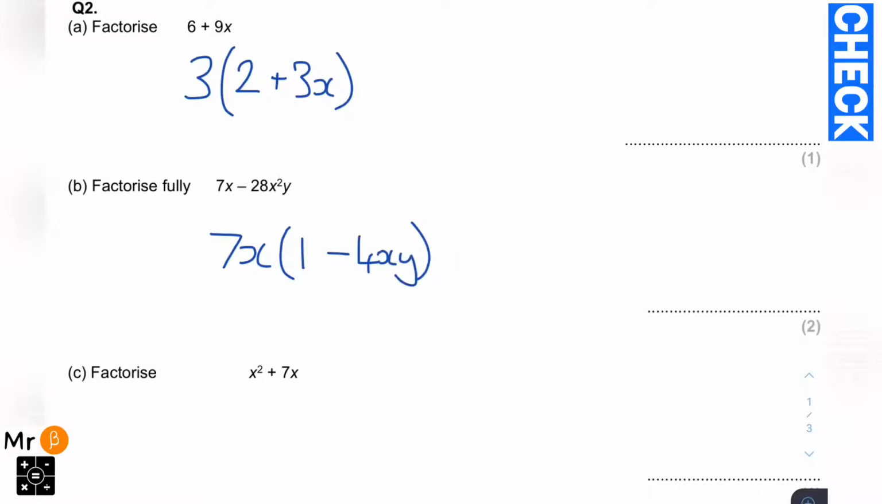So again, our highest common factor of 6 plus 9x is 3. That leaves us with 2 plus 3x inside our bracket. Part B, we have 7x common in both. That leaves us with 1 minus 4xy. And finally, there is the letter x common in both. Leaves us with x plus 7 inside the bracket.